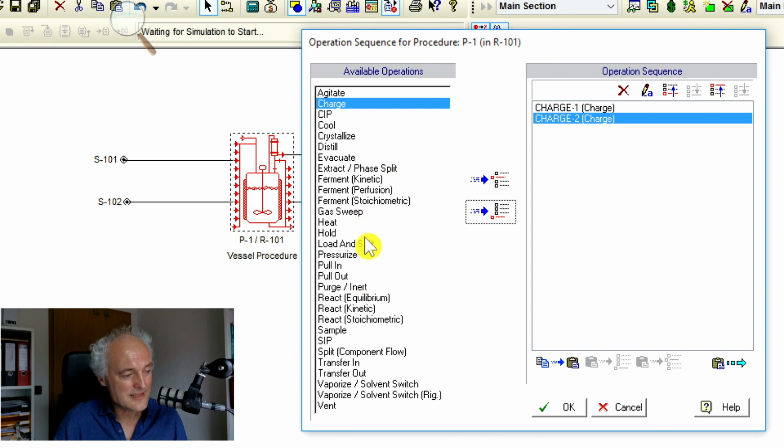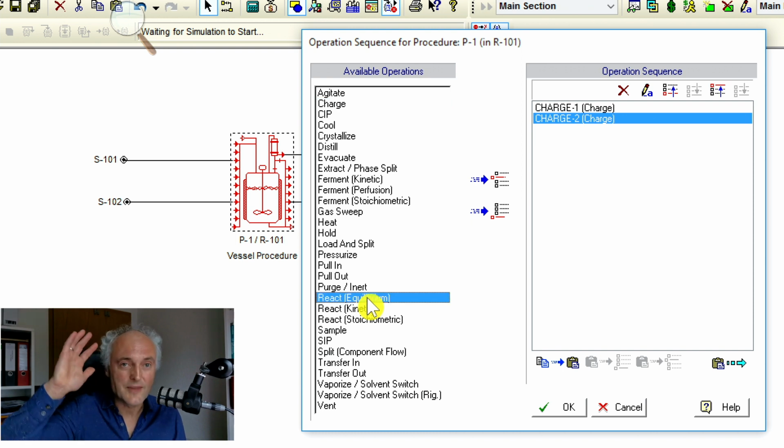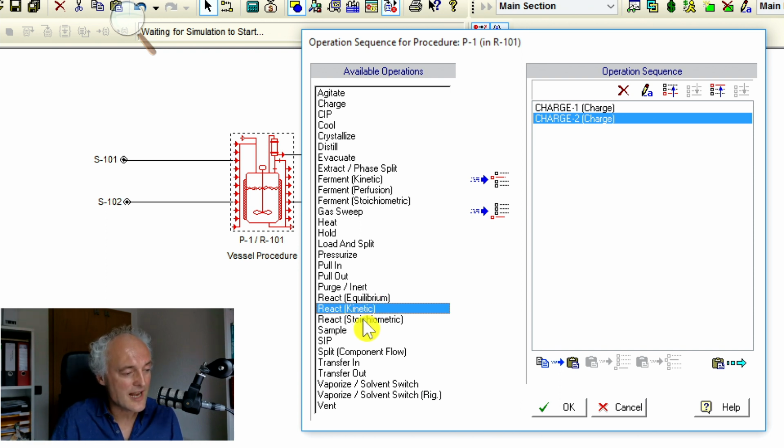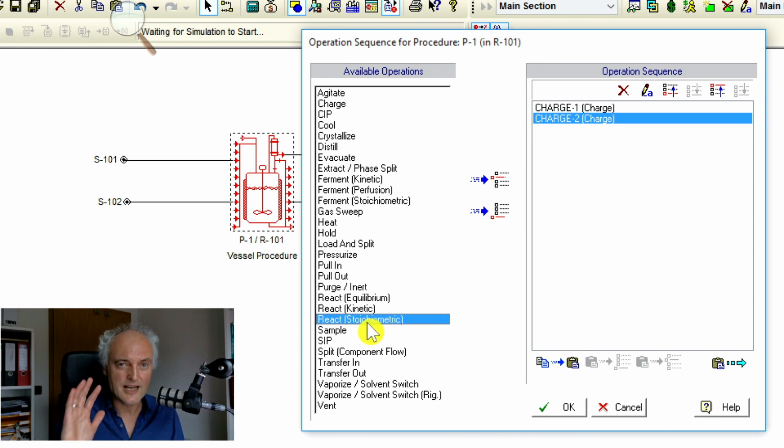Then we add a react operation. We have a reaction going on in this reactor. Now you see, we could also add mix operations and so on, but we don't care. We just make it very simple now. React equilibrium, react kinetic, react stoichiometric. We remember bioprocess engineering, kinetics was so complicated, so we don't touch this button.